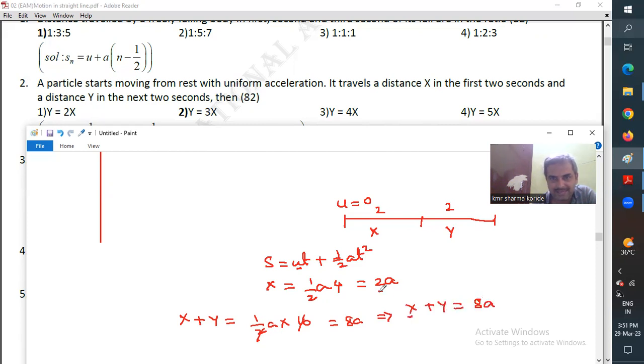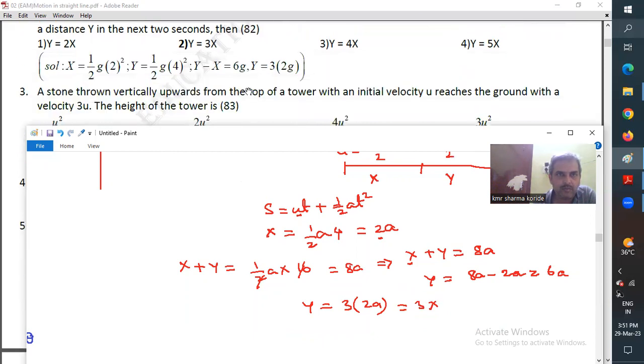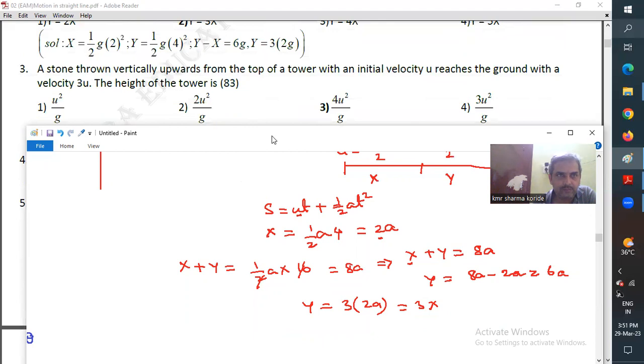So what did you get for x? x is 2a. So therefore y is equal to 8a minus 2a, which is going to be 6a. Then 6a can also be written as 3 into 2a. 2a is again x, so this is the answer: y is equal to 3x. Second option. Moving to the next question.